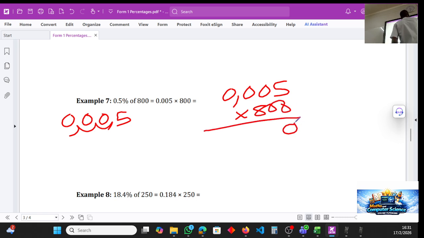So I'll do my calculation here: 0.005 multiplied by 800. I have my 0, 0 there. 8 times 5 gives me 40. And I've got 1, 2, 3 numbers after the comma, so it's 1, 2, 3, then I put my comma. So in essence, this calculation will lead us to 4.